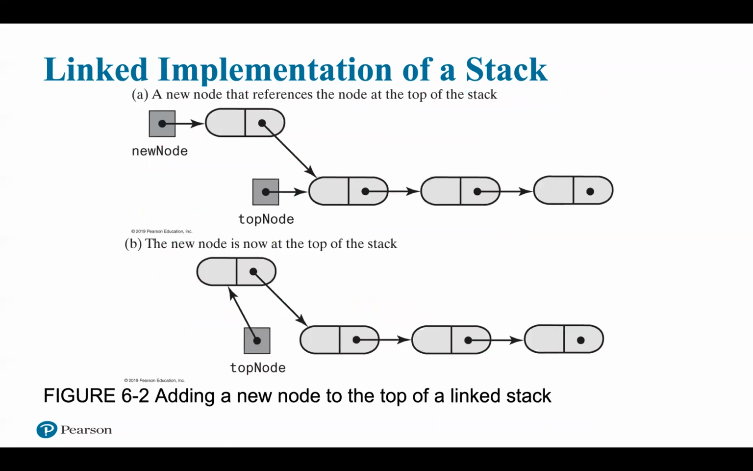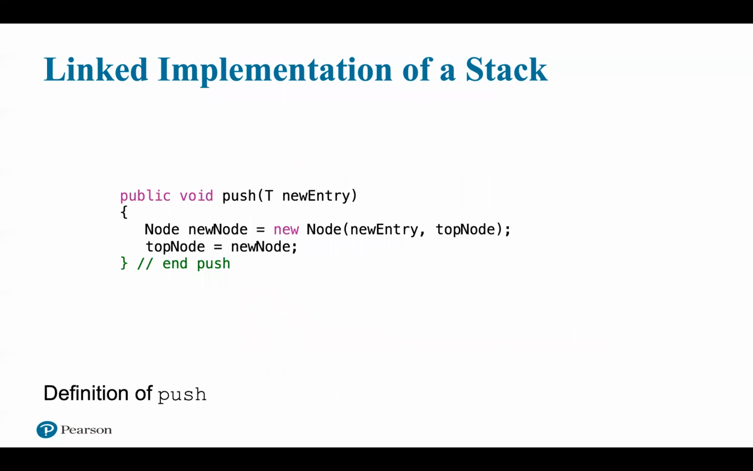So let's talk about adding to the top. We push an entry onto the stack by first allocating a new node that references the stack's existing chain, as shown in figure A here on the chart. This references topNode, the head reference to the chain. We then set topNode to reference the new node, as in figure B on the bottom, and that's just giving you a visual of how this actually works. Here is a definition of the method push, just for reference.